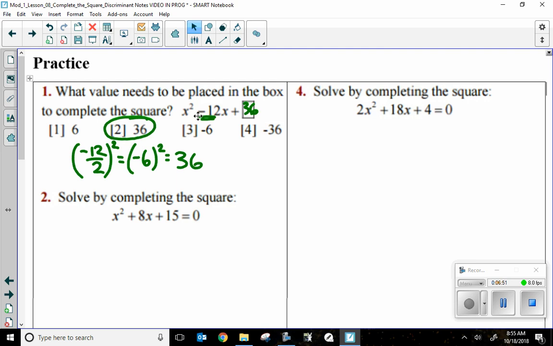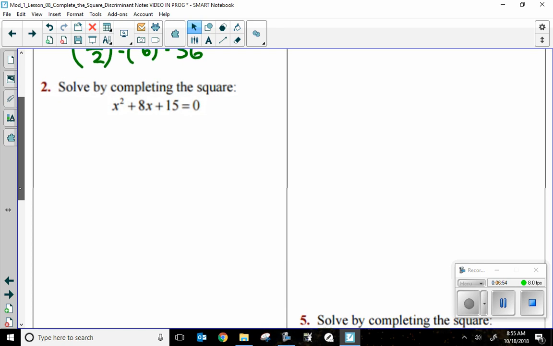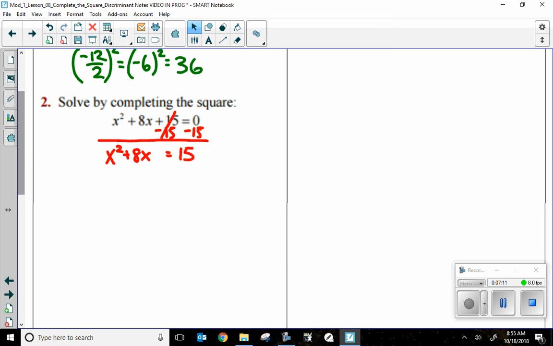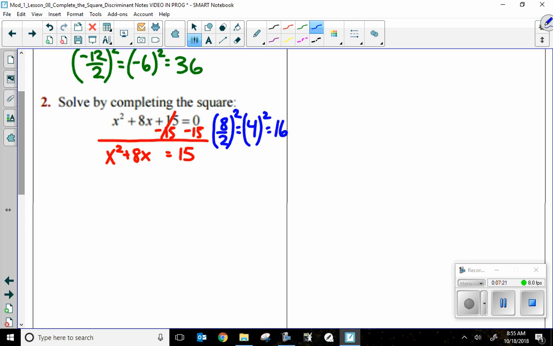All right. The second problem. Complete the square. Perfect. I get my constant alone on one side. So I have x squared plus 8x equals 15. Brain trust time. Get the brains out. I take my 8. I cut it in half. And then I square it. That's 4 squared. And that's 16. So I'm going to add 16 to both sides. So I have x squared plus 8x plus 16 equals 31.